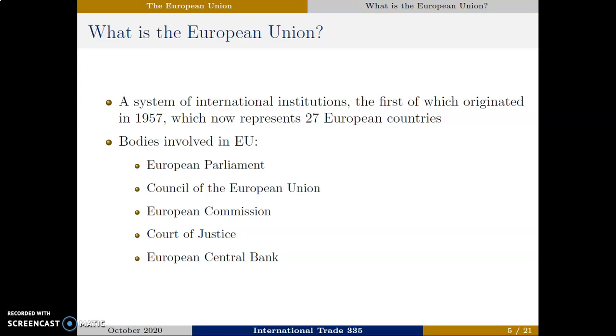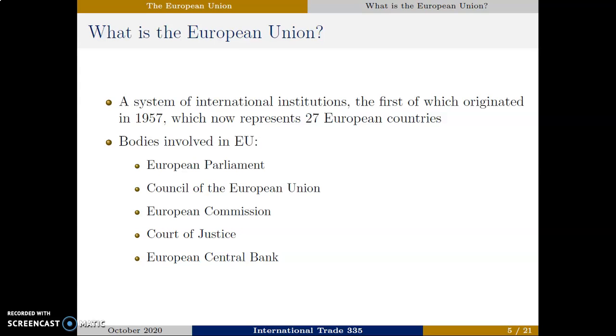What is the European Union? The European Union is a system of international institutions, the first of which originated in 1957 after the Second World War to prevent the European destruction of the 2 world wars and the wars that preceded them. While the ideas were more political, it had significant economic consequences. The system now represents 27 European countries, and other countries regularly try to join.